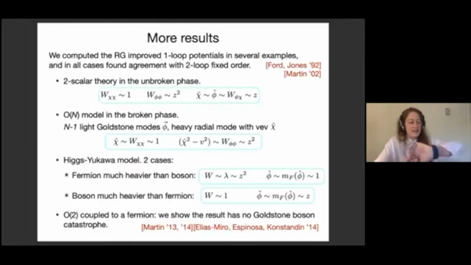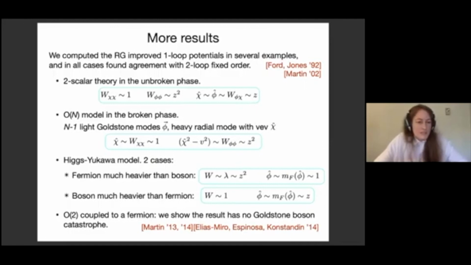And then I think I've gone a little bit over time, so I'm just going to end with some comments on other things we did and other things we can do. So in this talk, I told you about this procedure for RG improving the effective potential with such a hierarchy, and I told you about this 2-scalar example in the broken phase, but we've computed the RG improved one loop potentials in several examples and found agreement with 2-loop fixed order in all cases.